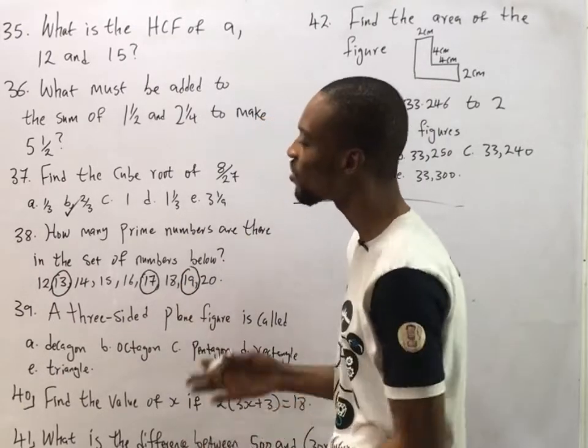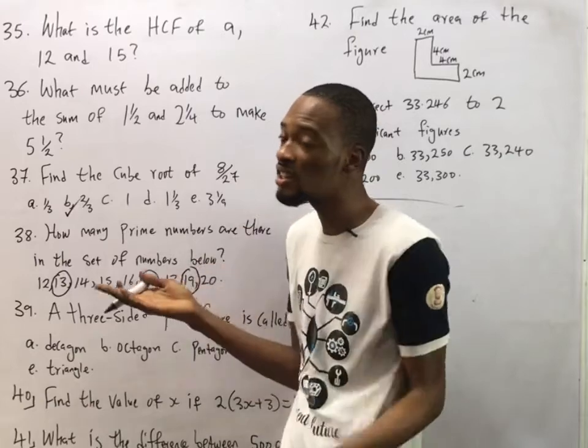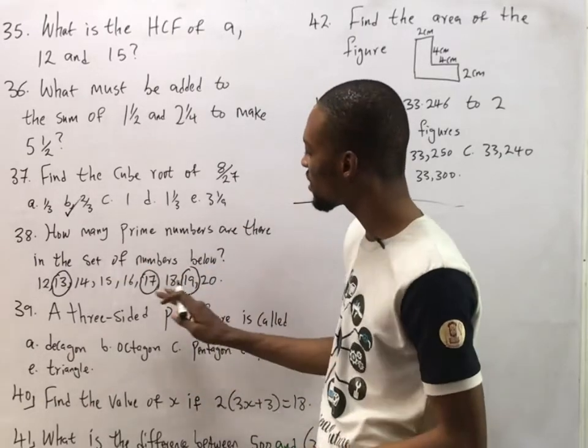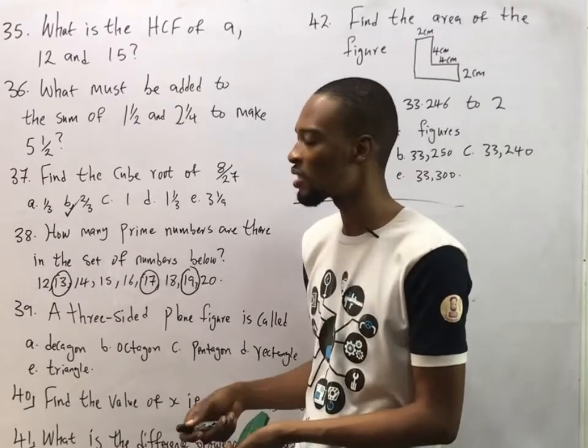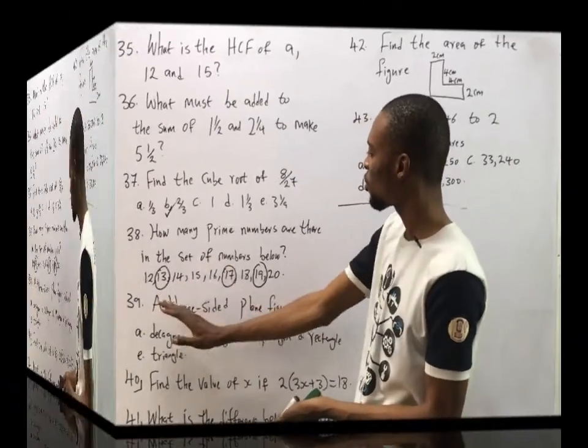2 can't go, 3 can't go, 4 can't go, 5 can't go, 6 can't go, nothing can go. But for 20, 16, 18, and 14, they can be divided by other numbers. So we have 3 prime numbers here.